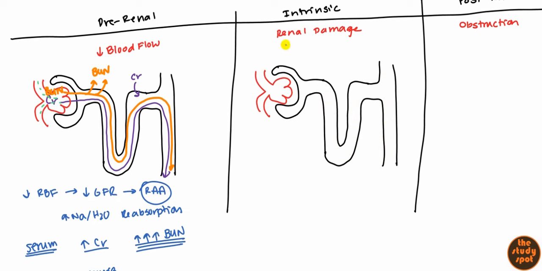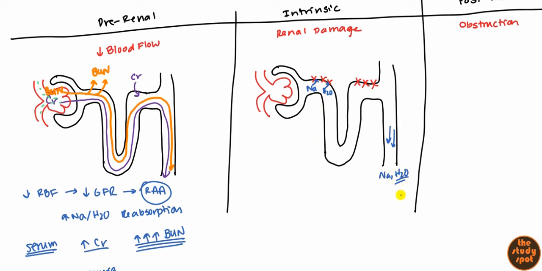So what happens in renal damage is you actually have damage to these glomerular areas over here. What does that mean? Well, the first thing it means is they lose function. And remember, one of the functions was that they reabsorb sodium and water. So you're not able to reabsorb the sodium, and so you end up losing a lot of sodium and maybe even water, depending on the situation.